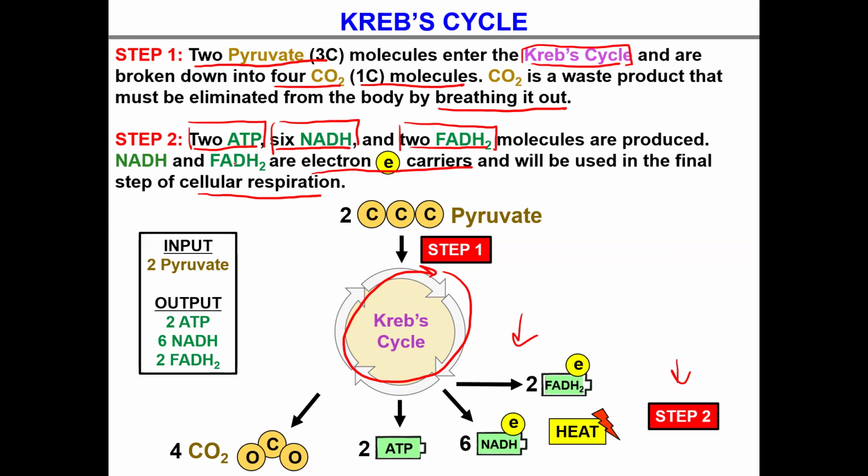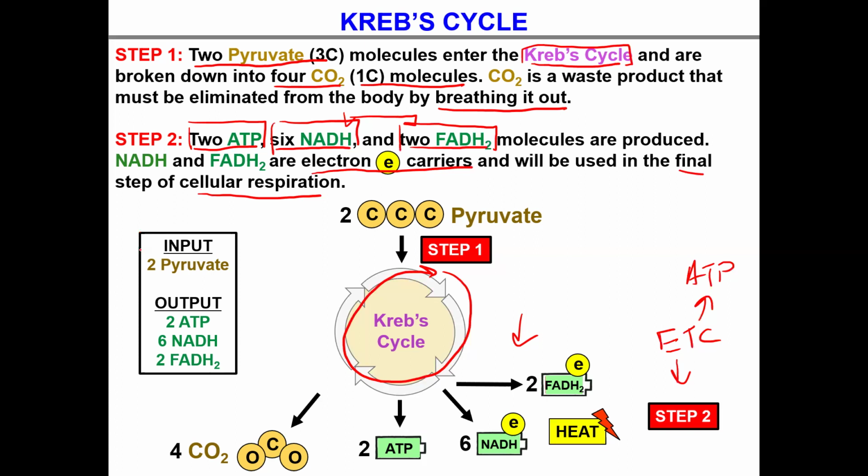The reason that's important is, one, ATP is energy, and two, these electron carriers will be used in our final step of cellular respiration, the electron transport chain, which will help us produce a large quantity of ATP.